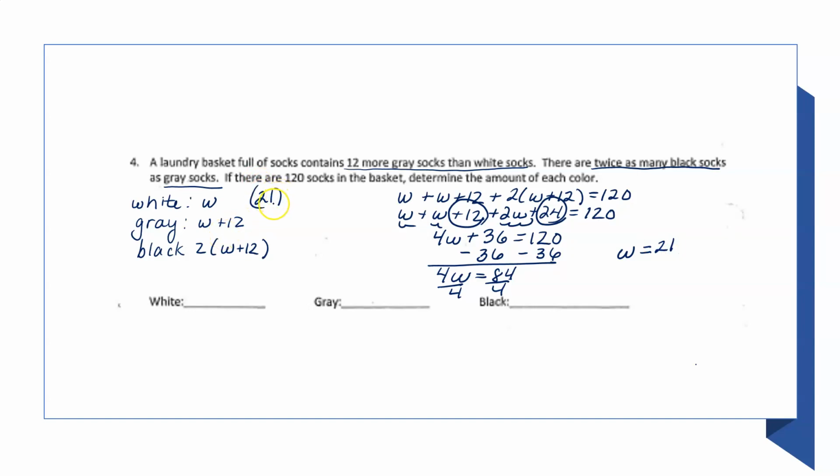If we add 12 to that, we get 33 gray socks. And if we multiply that 33 times 2, we get 66 black socks. So white is 21, gray is 33, black is 66.